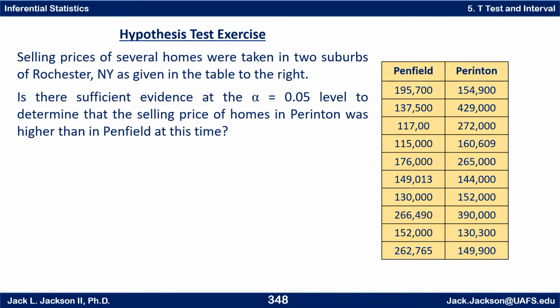All right, here's another exercise for you. You should do this one on your own. Selling prices of several homes were taken in two suburbs of Rochester, New York, as given in the table to the right, in Penfield and Perrington. Is there sufficient evidence at the alpha equals 0.05 level to determine that the selling price of homes in Perrington was higher than in Penfield at this time?